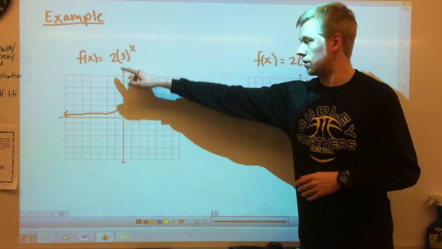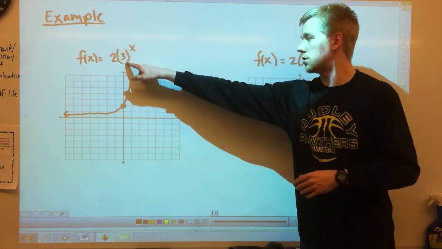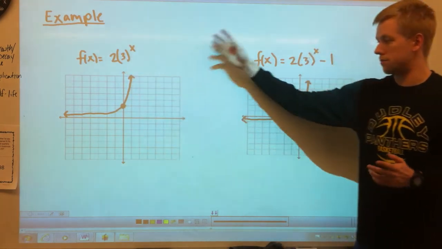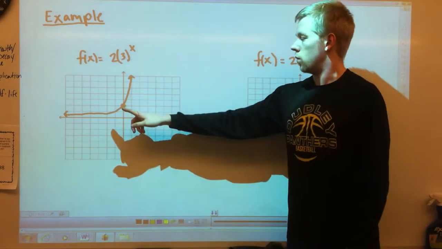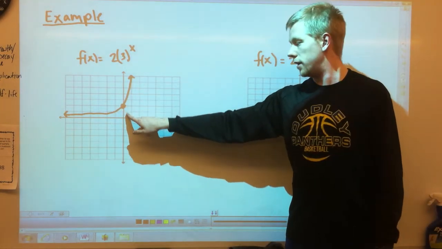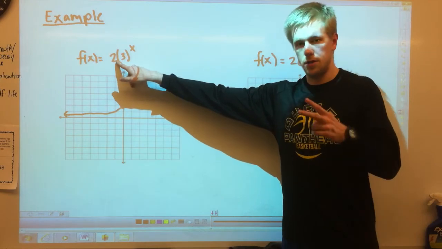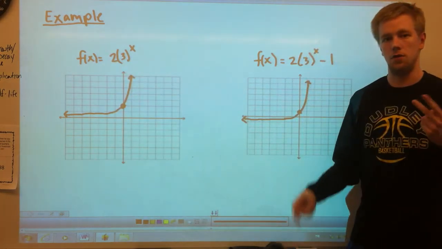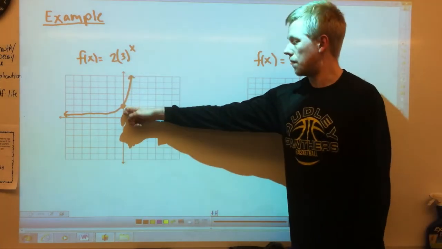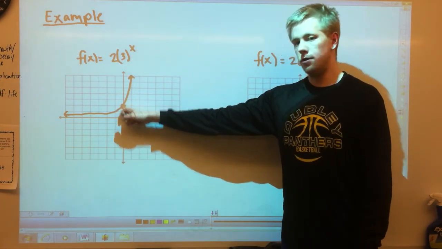This is the parent function. F of x equals 2 times 3, 3 is my base, raised to the x. It's a generic one. We locate the y-intercept. The y-intercept is at 2 because my initial value is 2. So my y-intercept is always my initial value. Tie those two things together. So I know my initial value is 2.